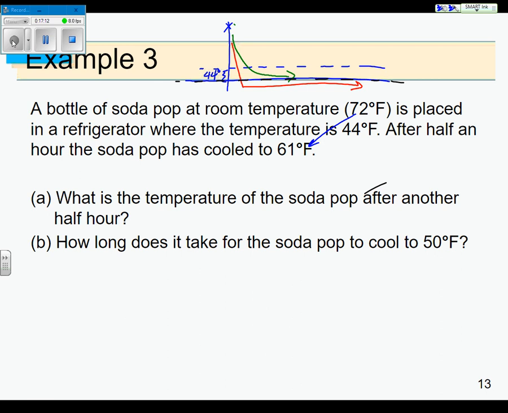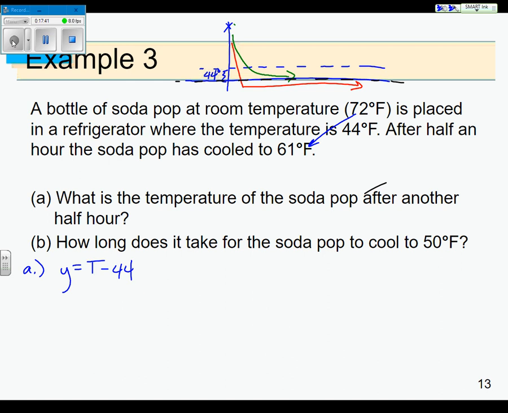So what I'm going to do on part A right here is change all of my temperatures to something called degrees Kurt, and I'm going to let degrees Kurt be Y. To get to degrees Kurt, I just take whatever the temperature is and subtract 44 degrees. That's going to make it so that the horizontal asymptote comes down to the x-axis.